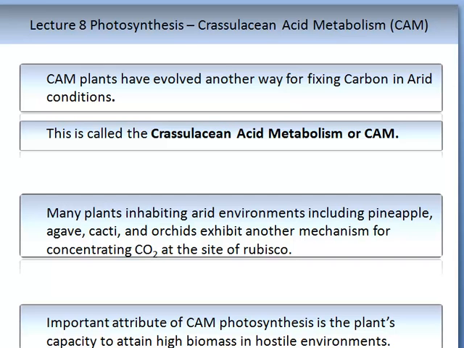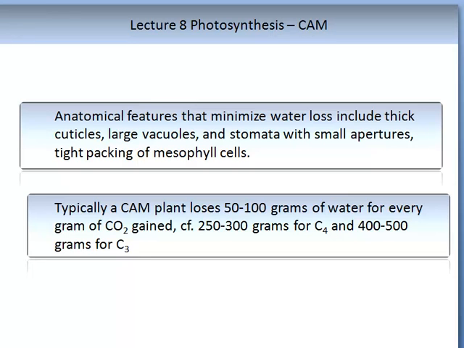An important attribute of CAM photosynthesis is the plant's capacity to attain high biomass in what is otherwise considered to be hostile, arid, hot, dry environments. Anatomical features that minimize water loss can include thick cuticles, large vacuoles, stomata with very small and sometimes embedded apertures, and the tight packing of mesophyll cells. Typically, a CAM plant loses 50 to 100 grams of water for every gram of carbon dioxide that is gained or fixed.